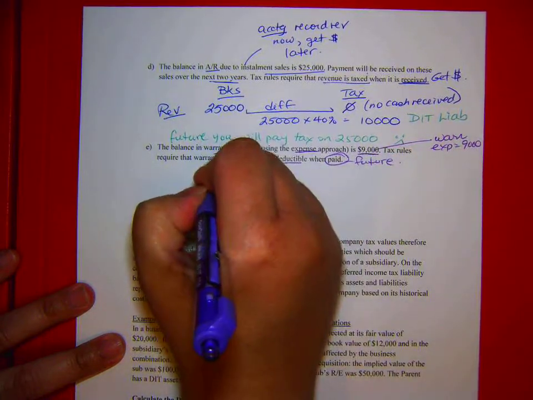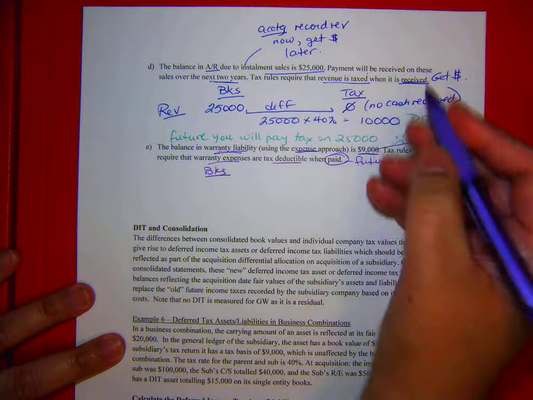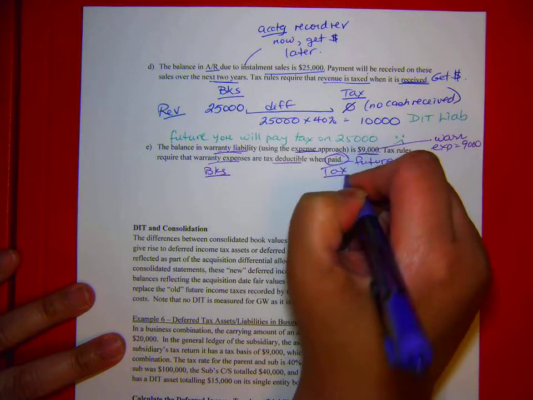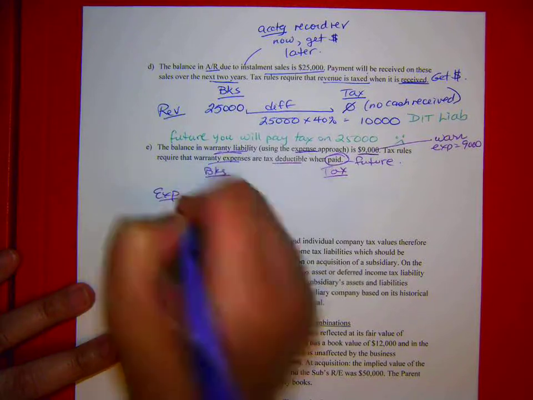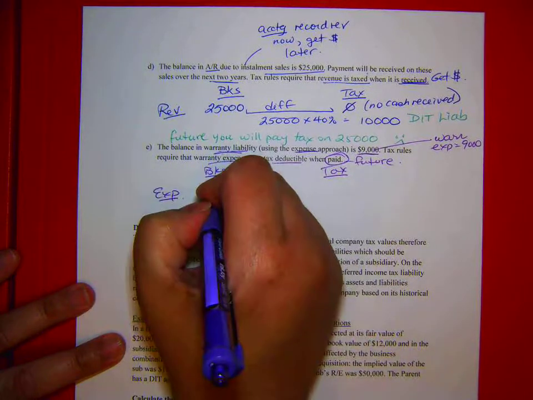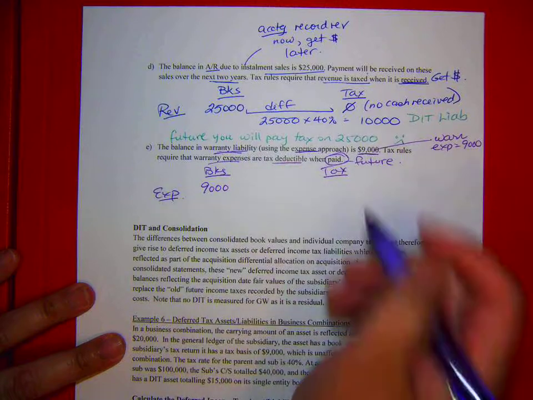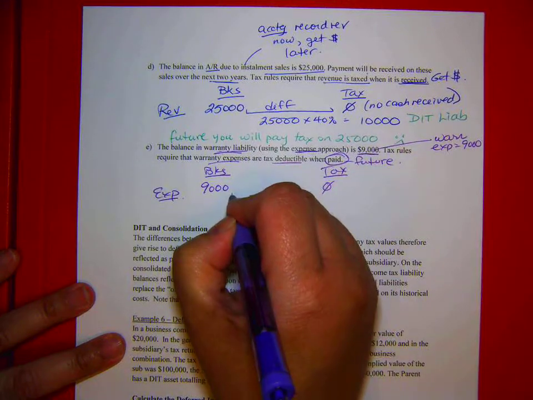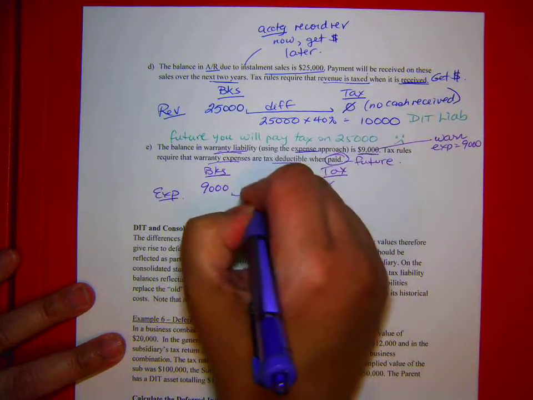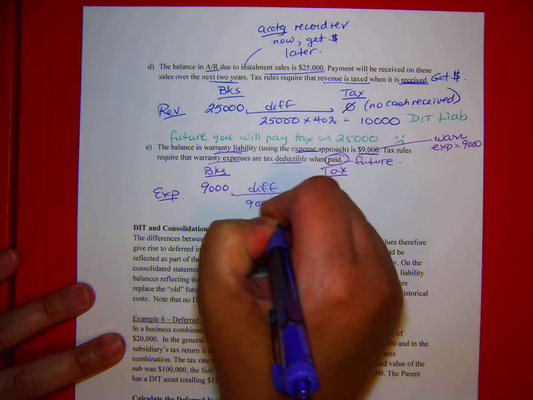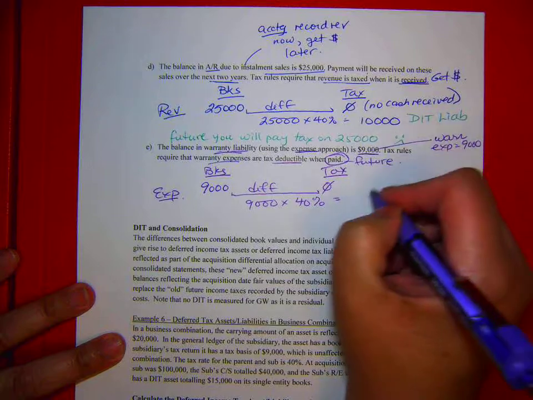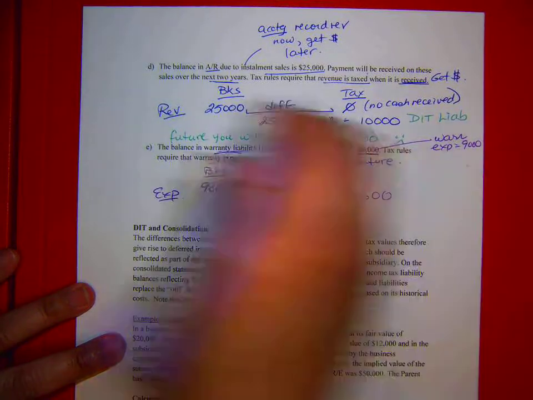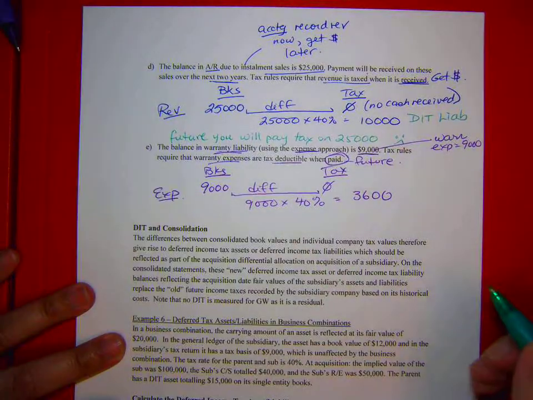So books, tax, and this time we're dealing with an expense. So on our books, we said 9,000 warranty expense. Tax, we said 0. So the difference is 9,000 times 40%, which is 3,600. And the question, is it a DIT asset or a DIT liability?